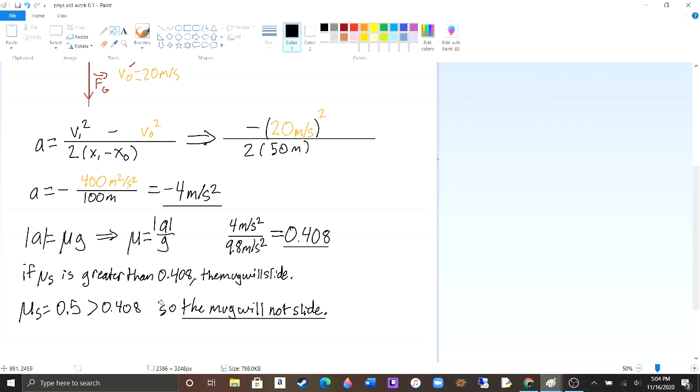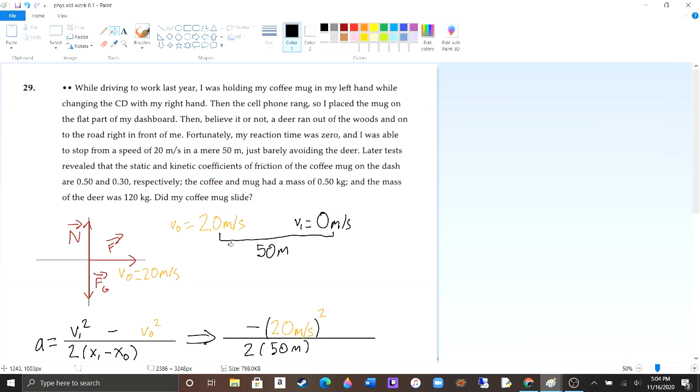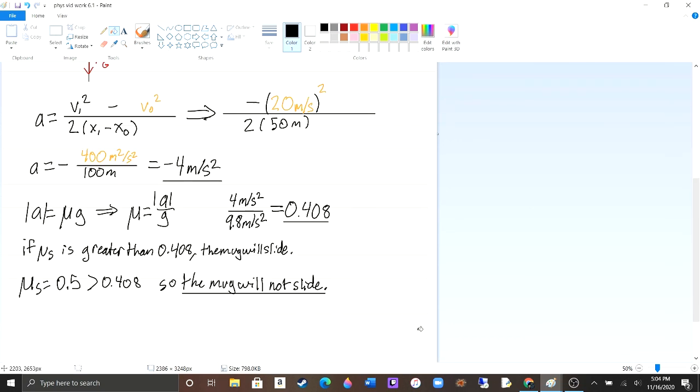So if our coefficient is greater than our static friction of 0.408, the mug will slide. But, I apologize, this is supposed to be less than: since 0.408 is less than the static friction of 0.5, the mug will not slide. So that is how you do 29.